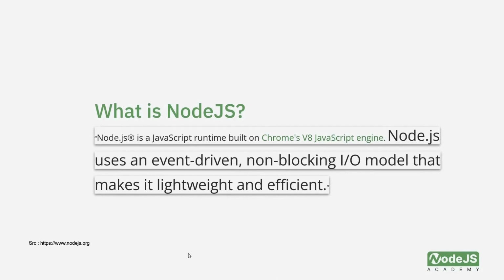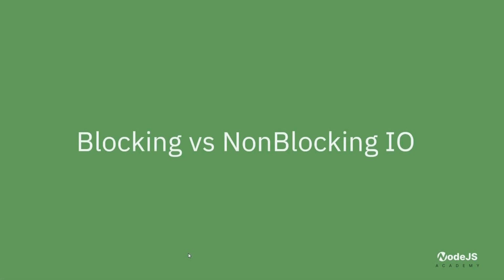Now let us come to the second line of the definition. Node.js uses an event-driven, non-blocking I/O model that makes it lightweight and efficient. There are a couple of terms here, event-driven and non-blocking I/O. On the browser side, we have events like click, double-click, on-focus, blur, etc. Similarly, for Node.js on the server side, everything is an event, say receiving incoming requests or connecting to a database.